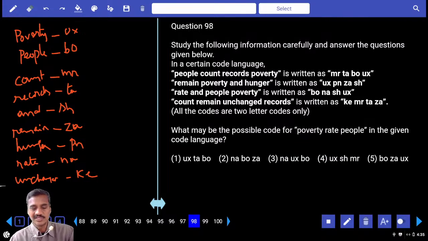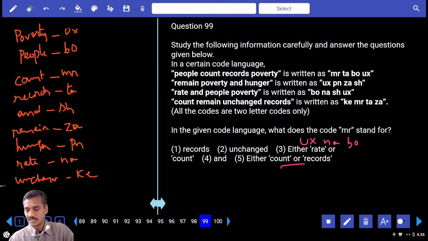98, poverty rate people. Now poverty is UX, rate is NA, and people is BO. What is your answer? UX, NA, BO, choice 3, question number 98. Then 99, what does the code MR stand for? MR stands for the word count, and it is given in the choice.